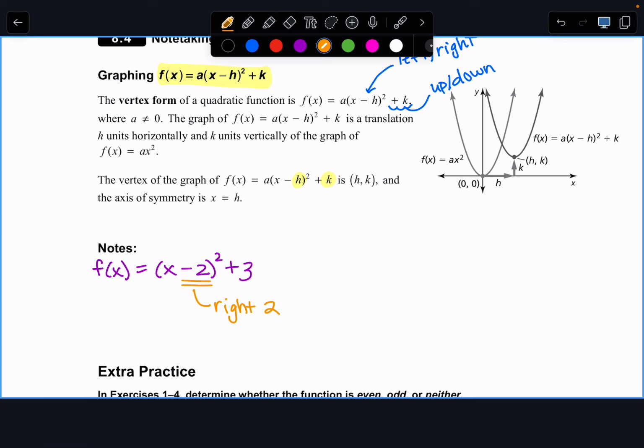What about this plus 3? That's where our plus k is. What is that doing to our parabola? It's going to go up 3. Okay? So what we can do is we can say, oh, hey, our vertex is right 2, up 3. Our vertex is at (2, 3). Boom. Which means we also know where our axis of symmetry is. It's going to be at x equals 2, because that's where our vertex is.